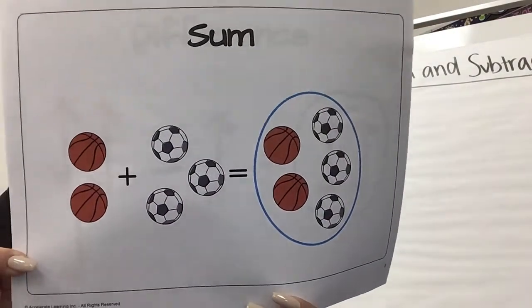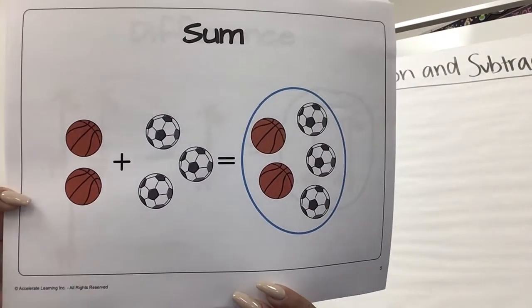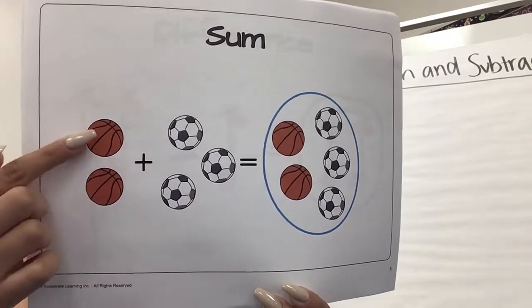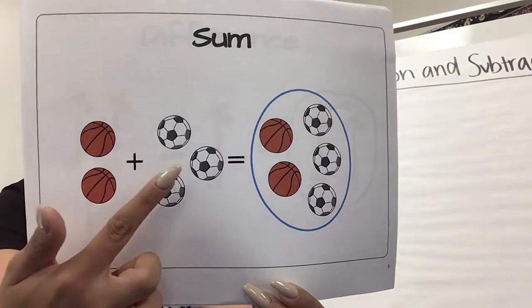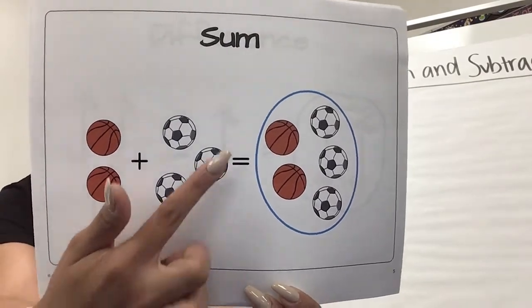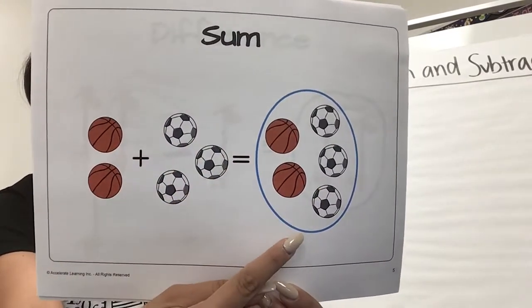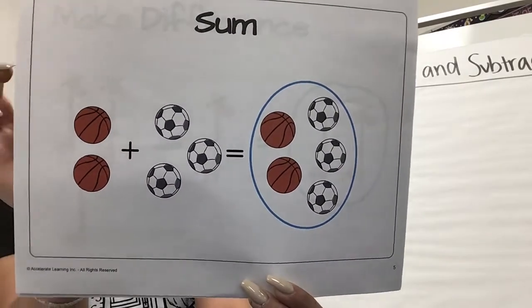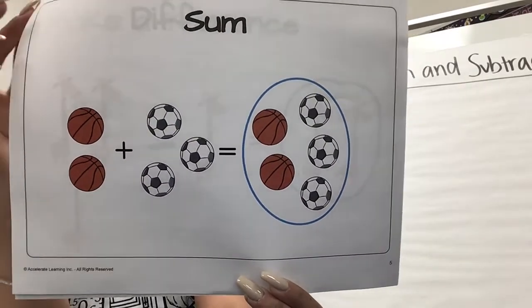Then sum. Sum is the answer when we add. So you have 2 balls plus 3 soccer balls equals 5 balls. So this is the sum. The sum is the total when you add.